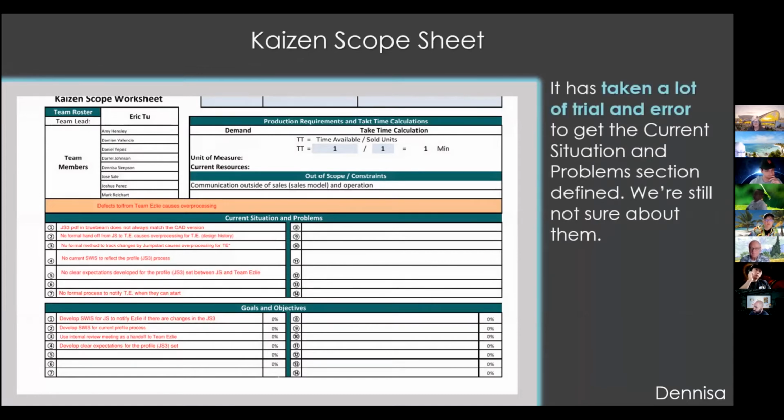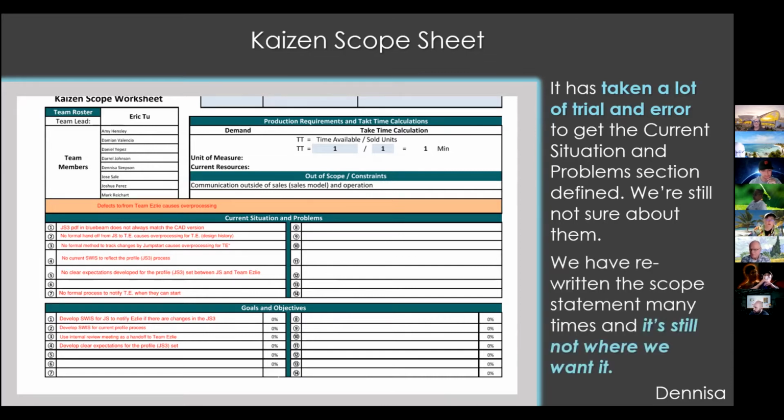This is our Kaizen Scope sheet, and it's taken a lot of trial and error to get the current situation and problem section defined. We're still not sure about them. We're still working on it, and it's not quite where we want it yet. But we've narrowed it down for now.